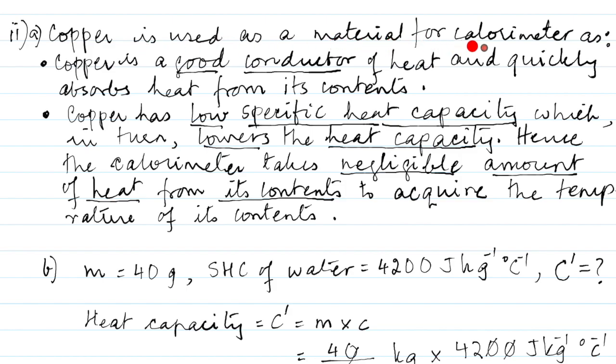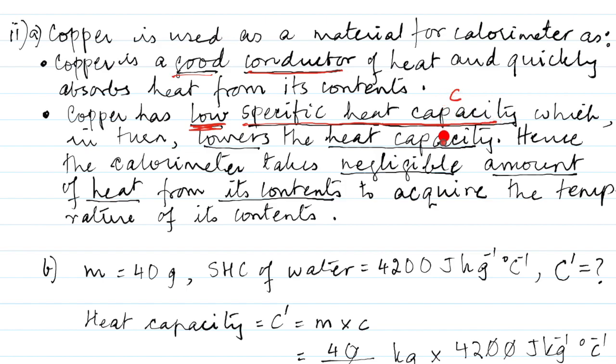Copper is used as the material for the calorimeter, as copper is a good conductor of heat, so it quickly absorbs heat from the contents. And the second part you have to mention is that it has a low specific heat capacity.